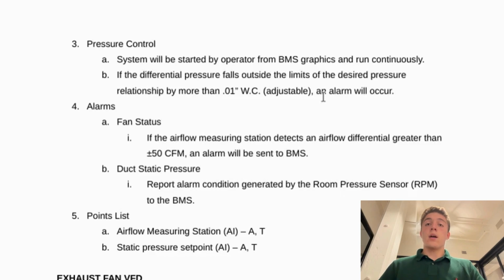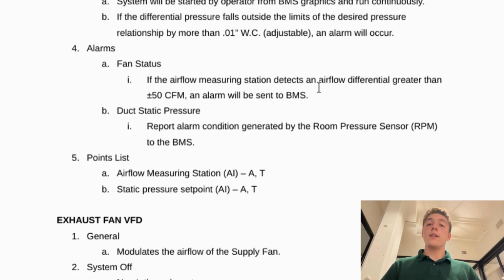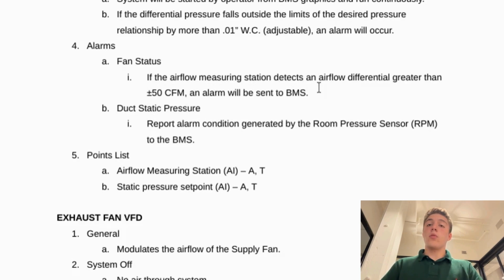And if the VFD differential pressure falls outside of the limit by more than 0.01 inches of WC, an alarm will occur. Some alarms are fan status. So if the airflow measuring station detects an airflow differential greater than plus or minus 50 CFM, an alarm will be sent to the BMS. Basically, this means that the fan is broken, so the pressure differential, the airflow differential, will be much greater on either side. And the duct static pressure, the report alarm condition generated by the RPM.